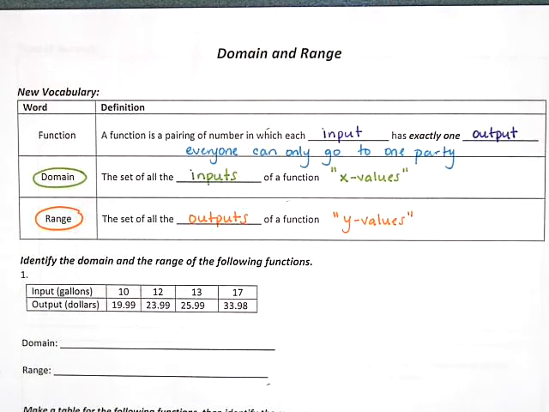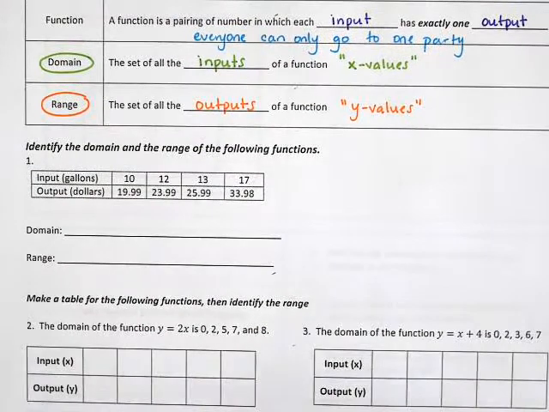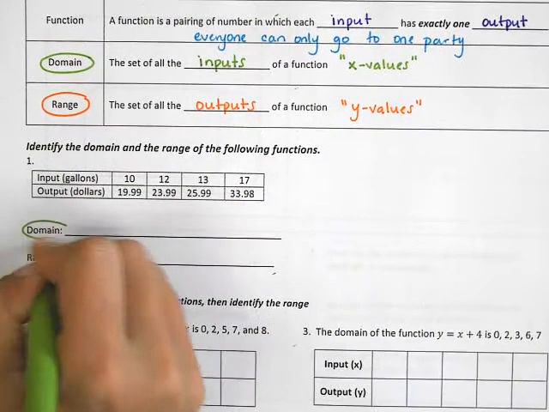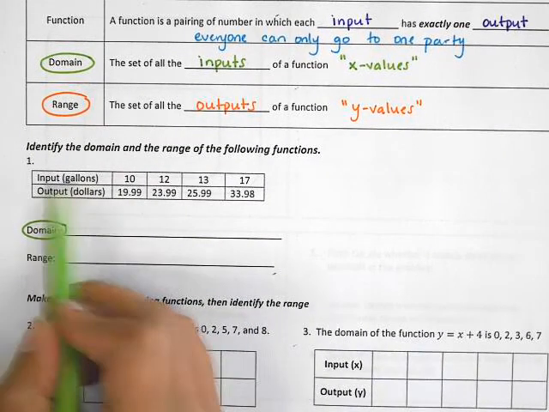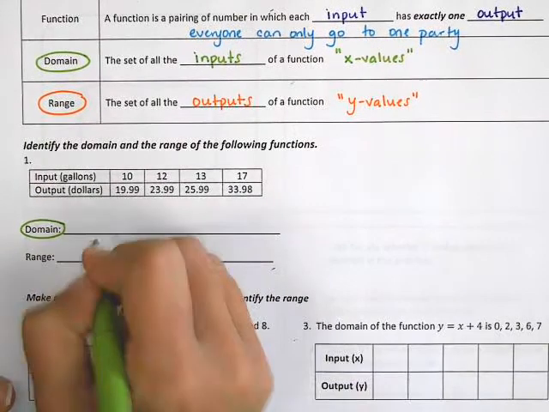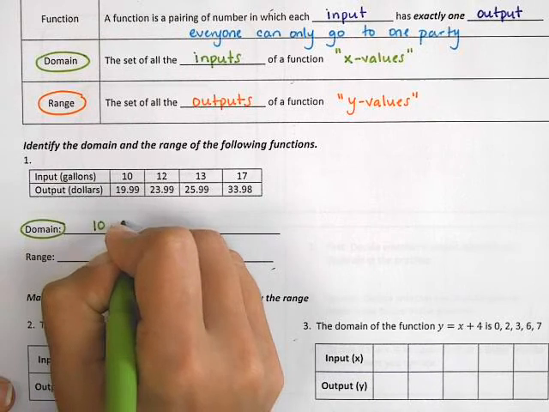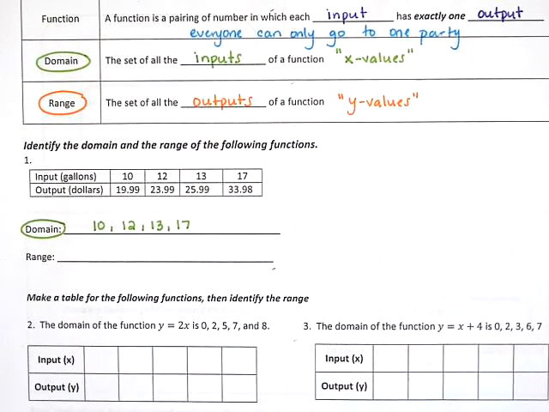So an example would be like this. It says in the directions, identify the domain and the range. Domain means the inputs. So if I look at this chart and I look at the rows, the first row is labeled input. The second row is labeled output. To list the inputs, we would write 10, 12, 13, 17. But then we need a special notation to show that this is a special list, not just a random set of numbers that we came up with, but a list that means the inputs.